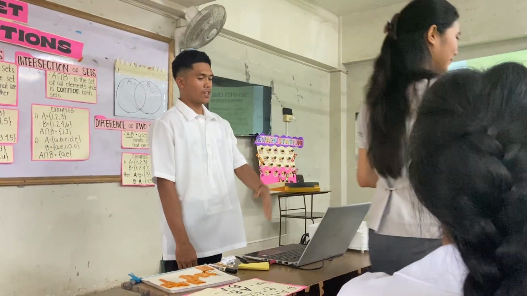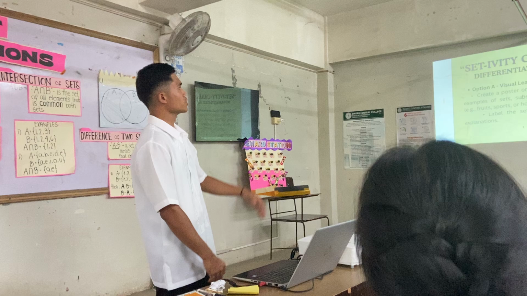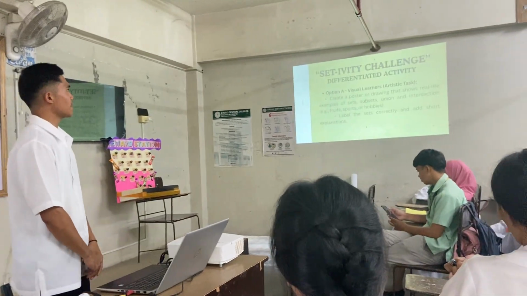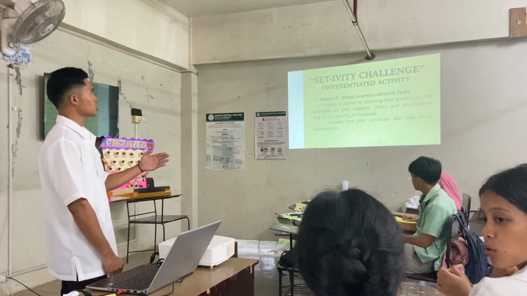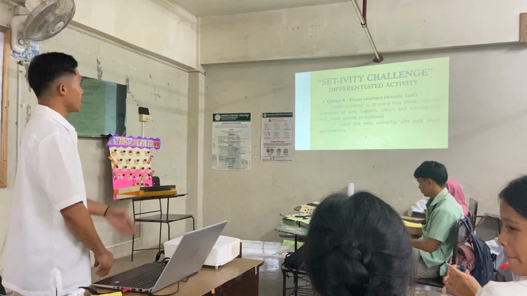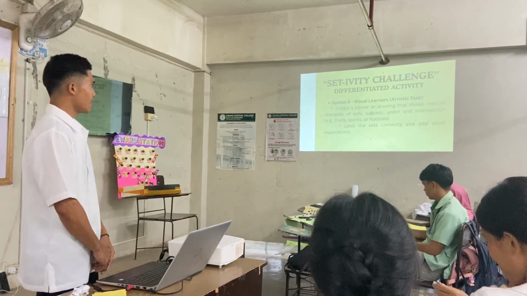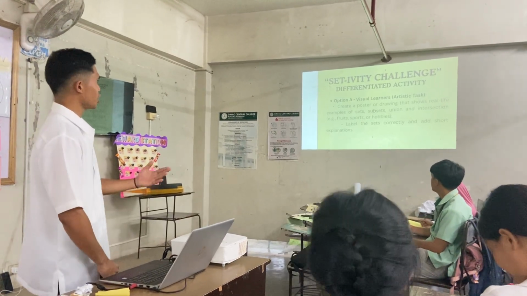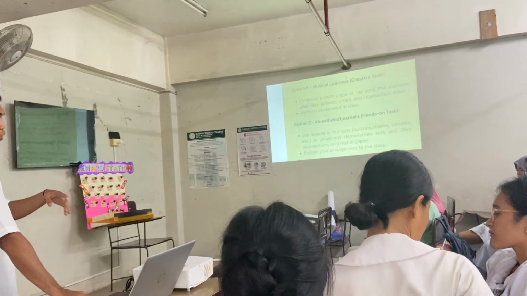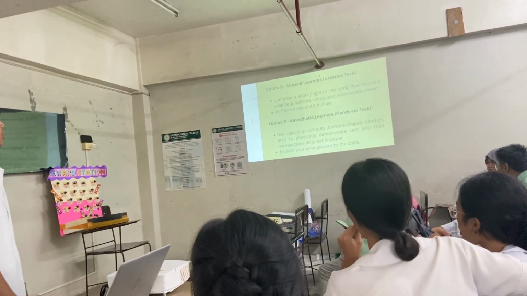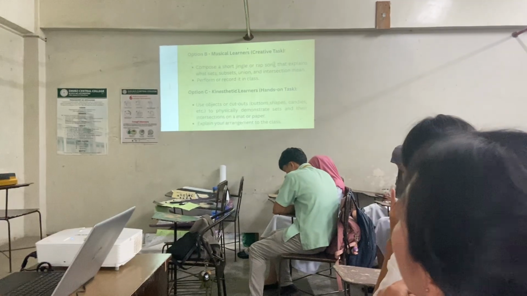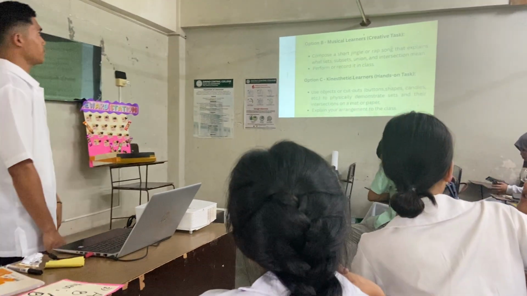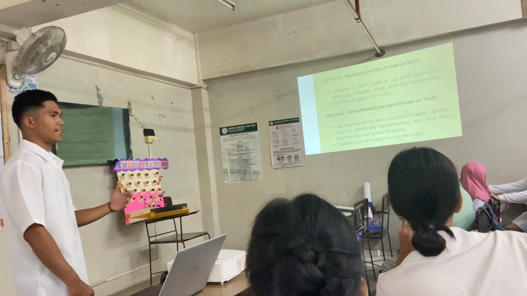Group 1 will be the visual learners, the artistic class. Create a poster or drawing that shows real life examples of sets, subsets, unions, and intersections, like fruits, sports, or hobbies. Label the sets correctly, and add a short explanation. Group 2, the musical learners, compose a short jingle or rap song that explains what sets, subsets, union, and intersection mean, then perform or record it in class.